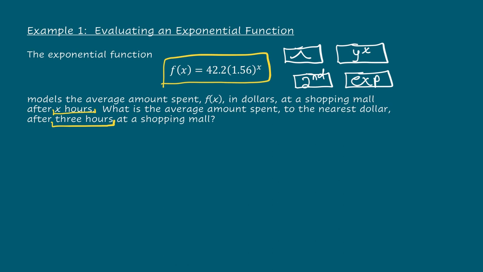So what we're going to do is figure out how much our function equals when our variable x is evaluated at 3 hours. So what we're actually asking here is, what is our function value at f of 3? So this is just like evaluating any function. The only difference here is our variable is in an exponent and not just within our function itself.